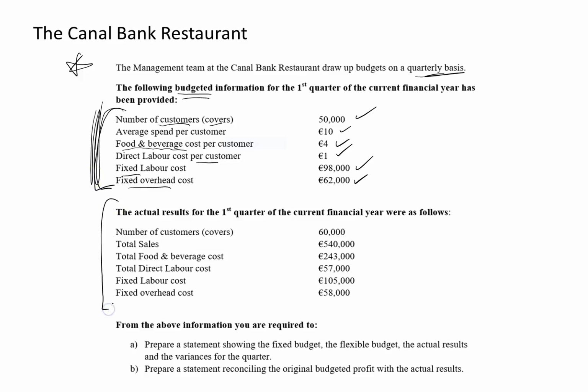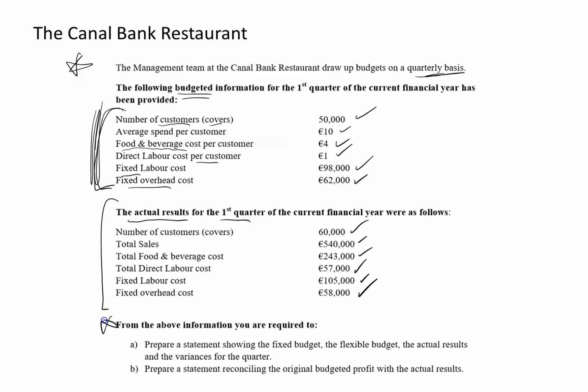Now, moving on down, we get the actual results. So the actual results for the first quarter of the current financial year were as follows. The number of customers, 60,000. Total sales came to €540,000. The total food and beverage cost, 243,000. The total direct labour cost, 57,000. Fixed labour cost was €105,000, and the fixed overhead cost was €58,000.